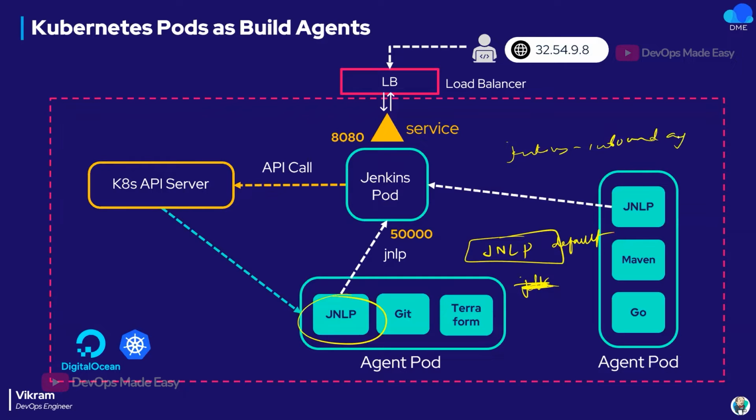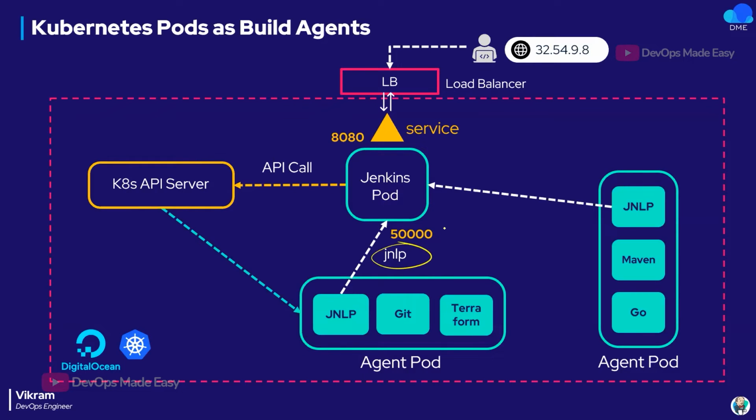I'll show you that once I provision the cluster. So this image is the Jenkins inbound agent image, and the container runs that image. The role of this container is to connect to the Jenkins master through the JNLP protocol on port 50,000.